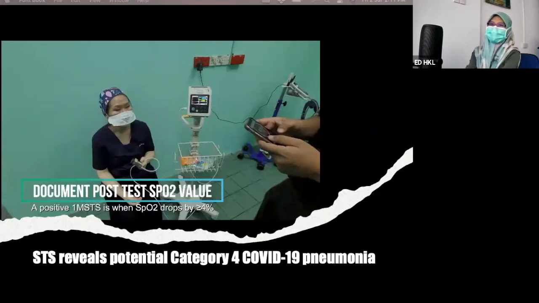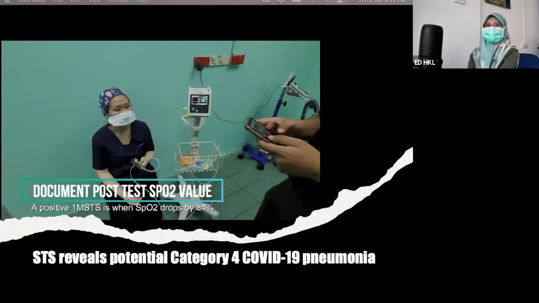problems. And this is actually a modified test, which is normally done by the respiratory clinic for their respiratory patients with pulmonary fibrosis or chronic lung disease, to assess their functionality. Okay, so in HKL, we have an agreement with the medical department to use lung ultrasound plus the STS test as a criterion of admission. We don't need a chest x-ray.